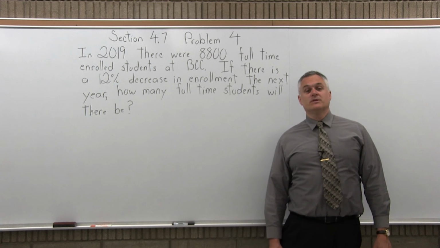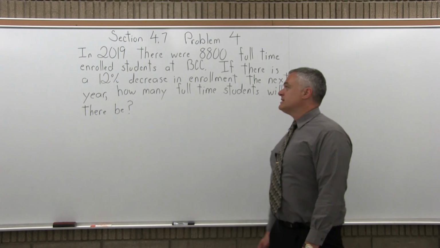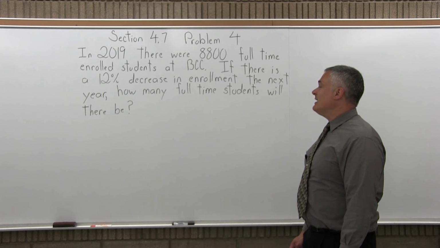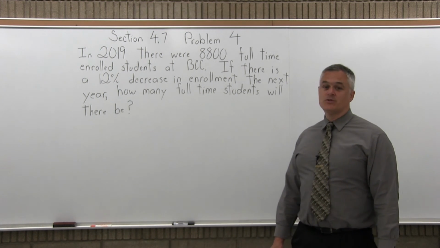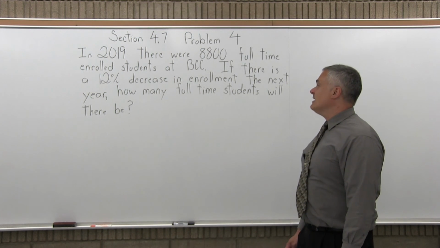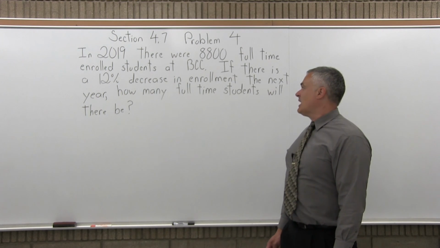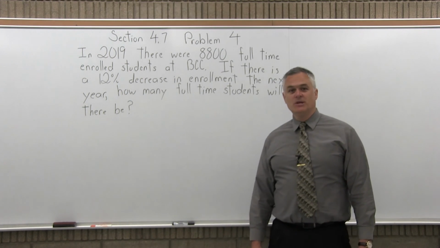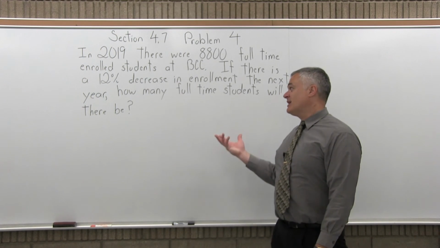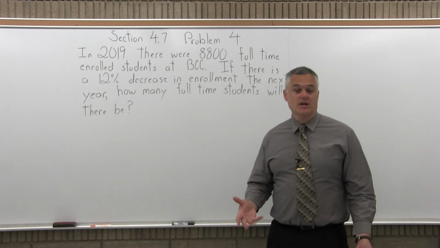This is Section 4.7, Problem 4. It says in 2019 there were 8,800 full-time enrolled students at BCC. If there is a 12% decrease in enrollment the next year, how many full-time students will there be? So if you're starting at 8,800, it goes down by 12%, how many are you going to have?